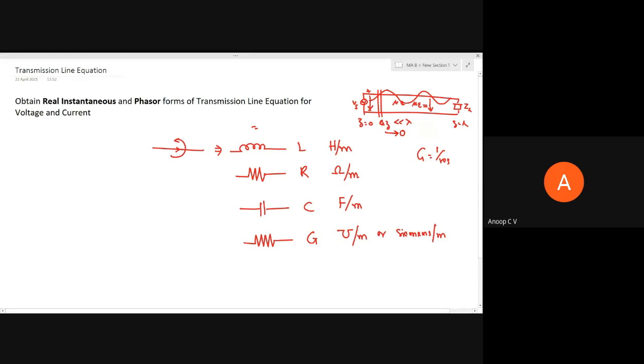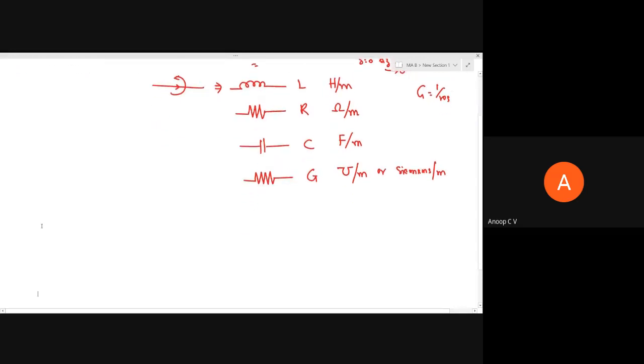Now this is a small portion of length delta Z. I'm just trying to zoom into this small part and see. Then we can represent that small portion using an equivalent circuit. There are different ways: you can go for a T representation or a pi representation. But in our discussion, I'll be considering the T representation, which I'll be drawing here.